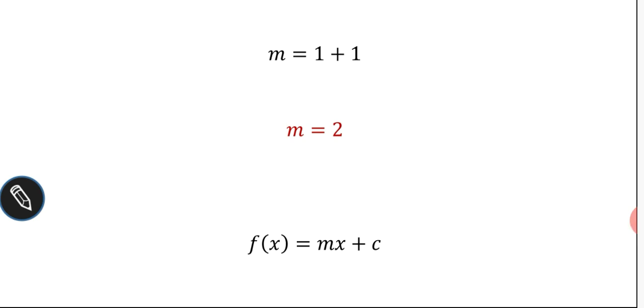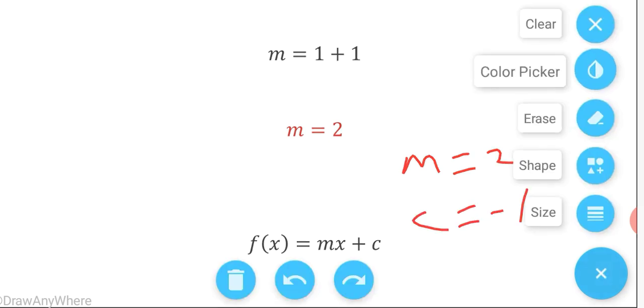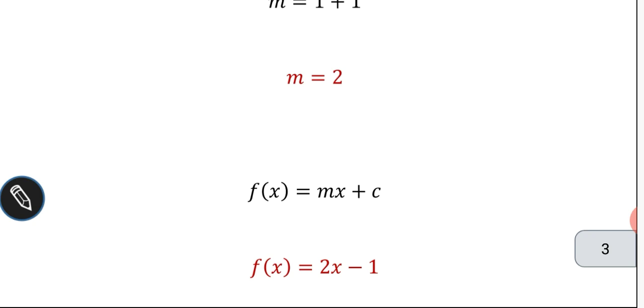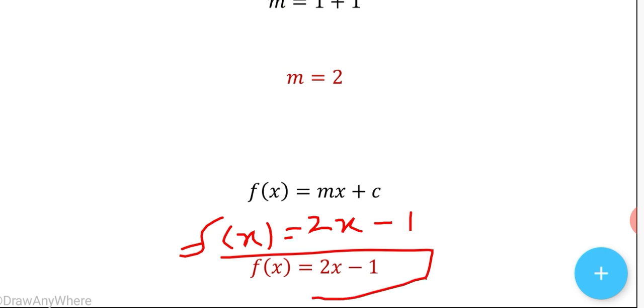So f of x equal to mx plus c. We have m equal to 2 and c equal to minus 1. Plugging in the values, for m we have 2x, and for c we have minus 1. So f of x equal to 2x minus 1. This is the required linear function, f of x equal to 2x minus 1.